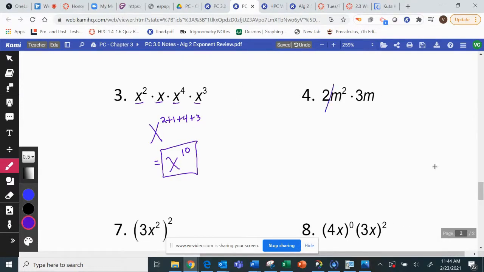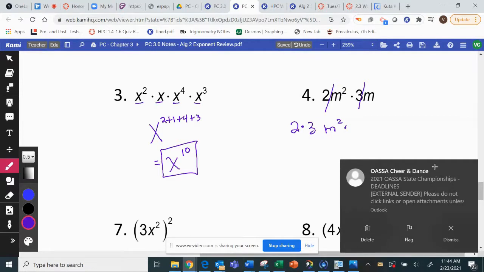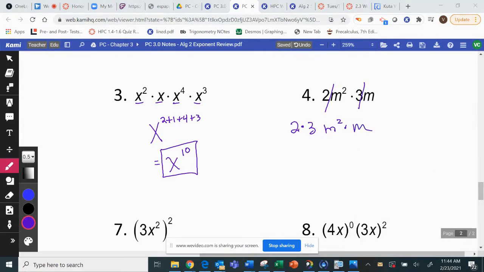Now this one, I'm going to separate my numbers from my variables, and I'm going to be multiplying together 2 and 3, m to the 2nd, and another m, which is to the 1st power. So I will get 6, and then for these, since they are the same bases, I will add together my exponents and get m to the 3rd, 6m to the 3rd.